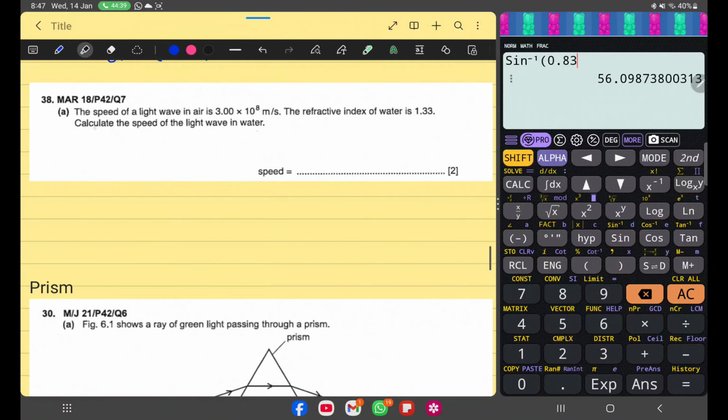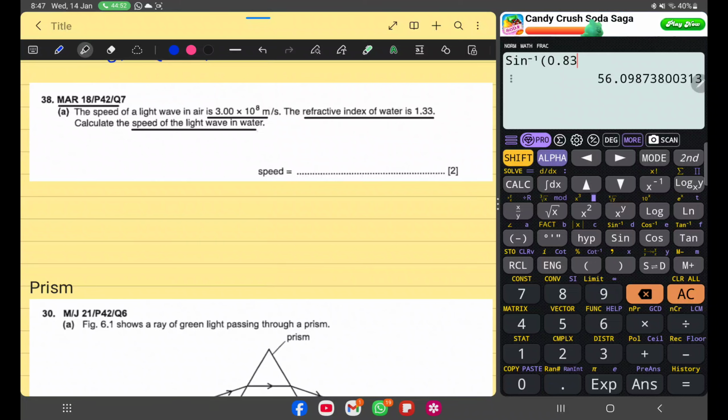The speed of light in air is given, the refractive index of water is given, and you have to calculate the speed of light in water. And it is a March 2018 paper question. Can you tell me the formula? How do I calculate refractive index? How do I use the formula? You are given the refractive index.